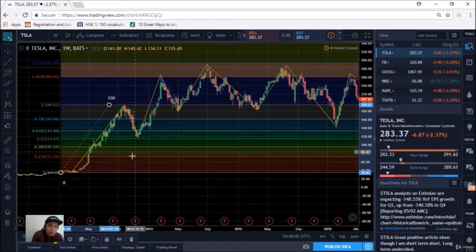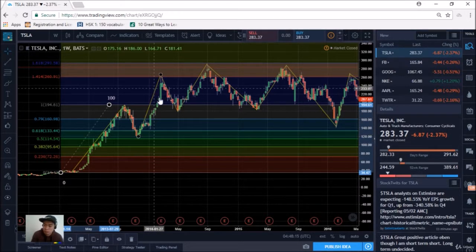You can see that the majority of this line is in a downward position, and after it reached 0.5, it rebounded upward and made a bullish trend.